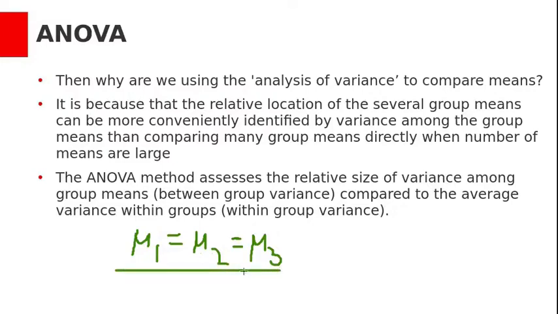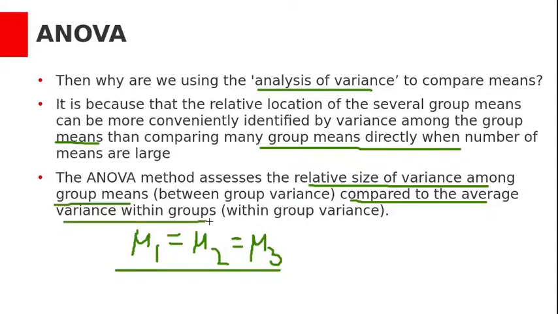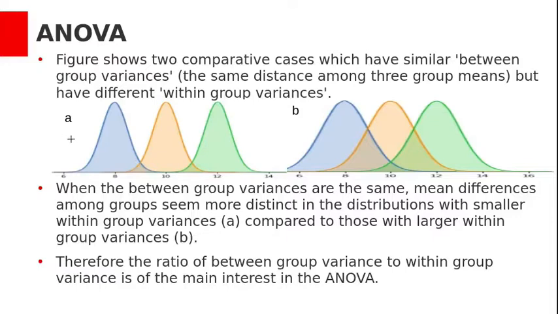We know that to compare more than two means we use ANOVA. You might have a doubt: to compare means, why are we using a method based on variance? Because the relative location of several group means can be more conveniently identified by the variance among the group means than by comparing many group means directly. ANOVA assesses the relative size of variance among group means compared to the average variance within groups. To understand this statement, let's see the next slide. Here we have two cases. In this first diagram we have three groups with means 8, 10 and 12.